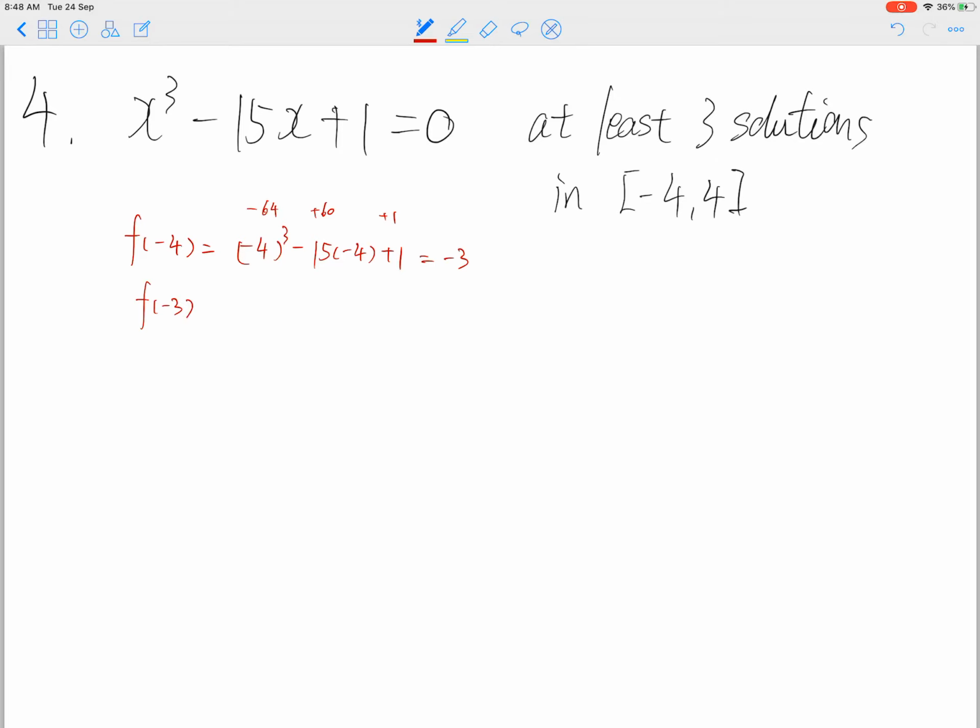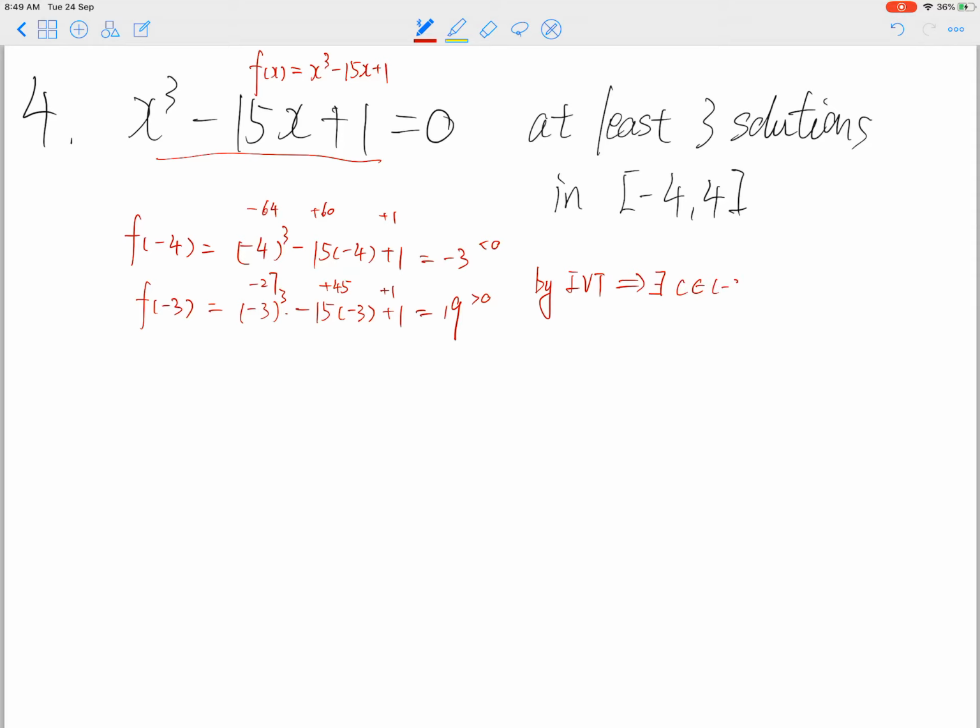So f(-3) is 19. So you can see f(-4) is smaller than 0 and f(-3) is greater than 0. This function is obviously a continuous function, a polynomial. By the intermediate value theorem, there exists a solution c between negative 4 and negative 3 such that f(c) is 0.